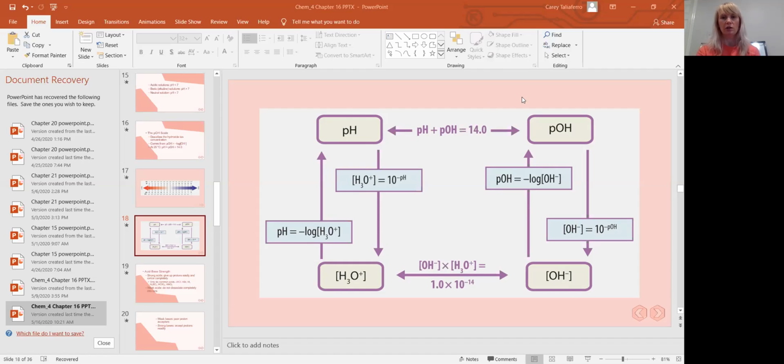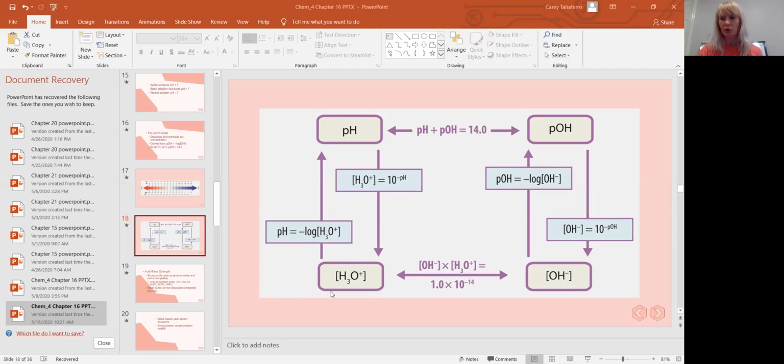And this chart, as it's in your notes, but it's also in your book on page 417. It's a bit of a flow chart that tells you, if you start with something and you want to get to somewhere else, how do you do those calculations?